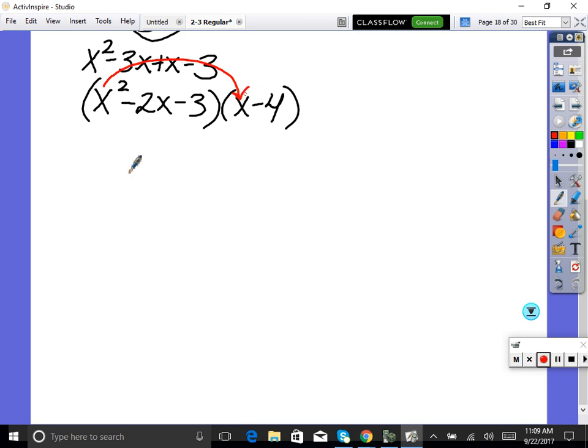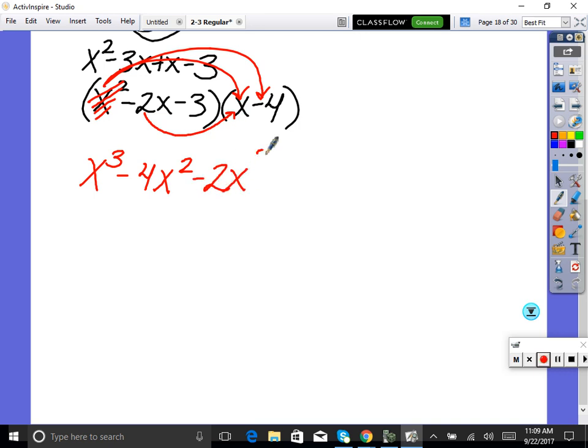x squared times x is x cubed. x squared times negative 4 is negative 4x squared. And now I'm going to cross out x squared. I've taken care of that. Negative 2x times x is negative 2x squared. And then negative 2x times negative 4 is positive 8x. And I'm going to cross out negative 2x.